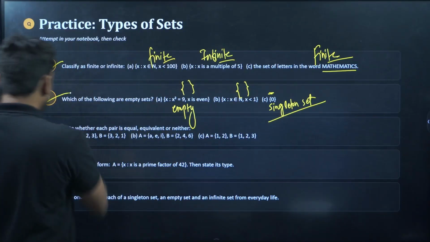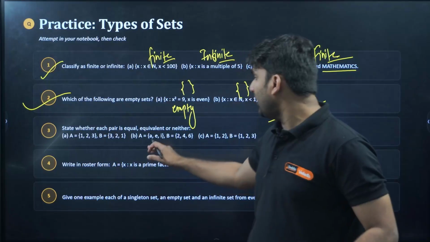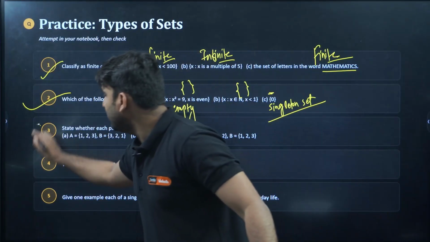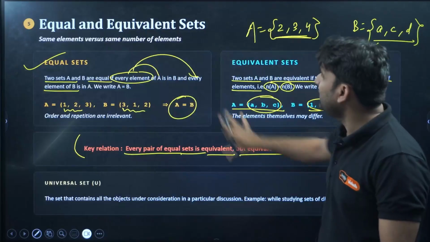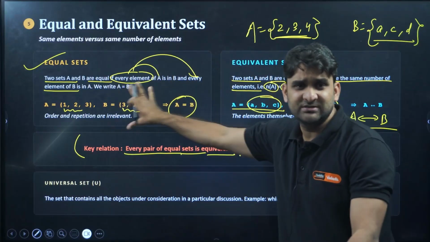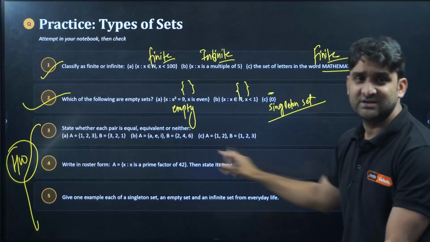Question number 3: state whether each pair is equal, equivalent, or neither. So I'm giving you 3 questions as homework, guys. Try this question. This is very easy. If you have understood the theoretical part, these questions are nothing for you. So I'm giving you 3 questions as homework.